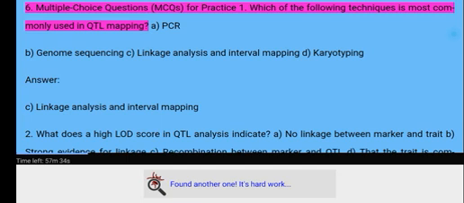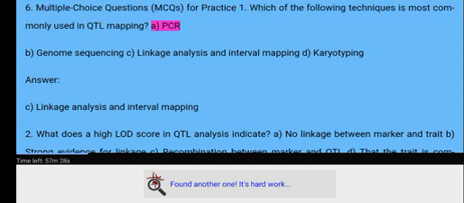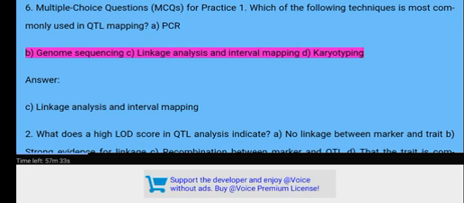6. Multiple choice questions (MCQs) for practice. 1. Which of the following techniques is most commonly used in QTL mapping? A. PCR. B. Genome sequencing. C. Linkage analysis and interval mapping. D. Karyotyping. Answer: C. Linkage analysis and interval mapping.